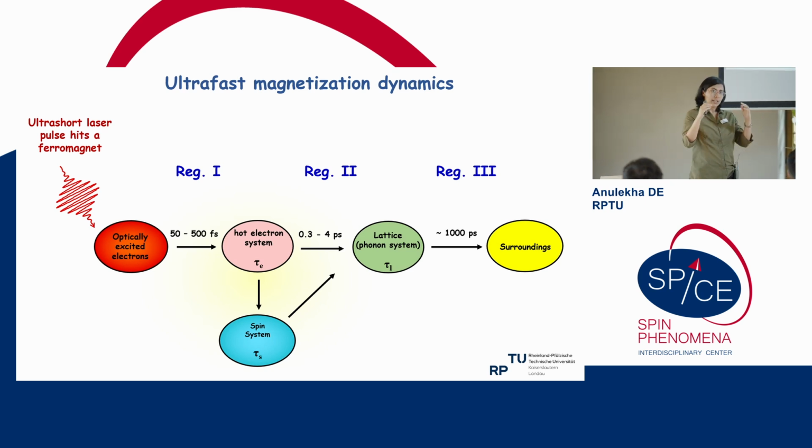The excited electronic and spin system first dissipate heat to the lattice. We get region 2 in the first few picoseconds, and then afterwards the system dissipates the excitation or heat to the surroundings, and we get region 3, which occurs over about hundreds of picoseconds.